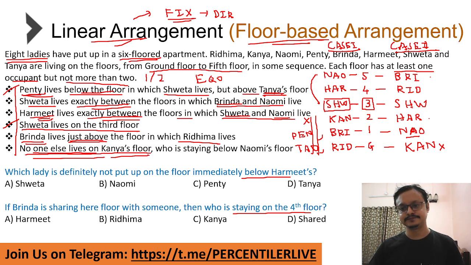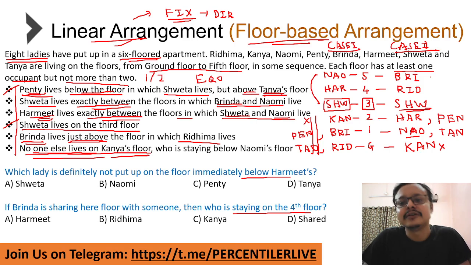Kanya's. So between Shweta's floor and Kanya's floor, there are 2 options available, which means given that Penty is living above Tanya, the only option for Penty is the second floor here, and in this case, the only option for Tanya is the first floor. So what is happening? All the 8 ladies have got arranged in the 6 floors.